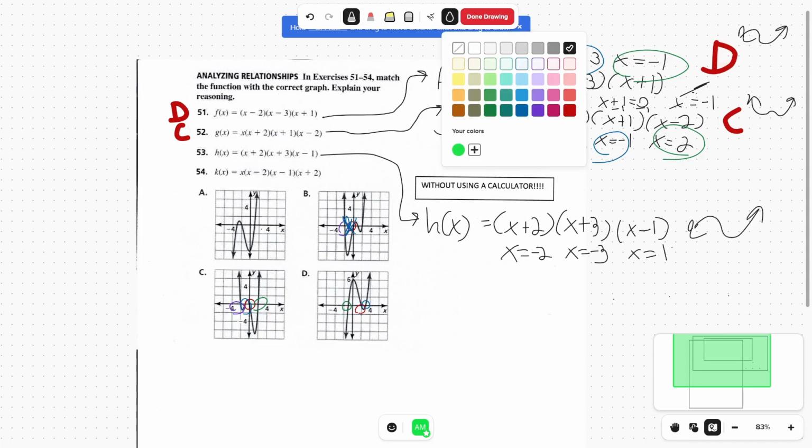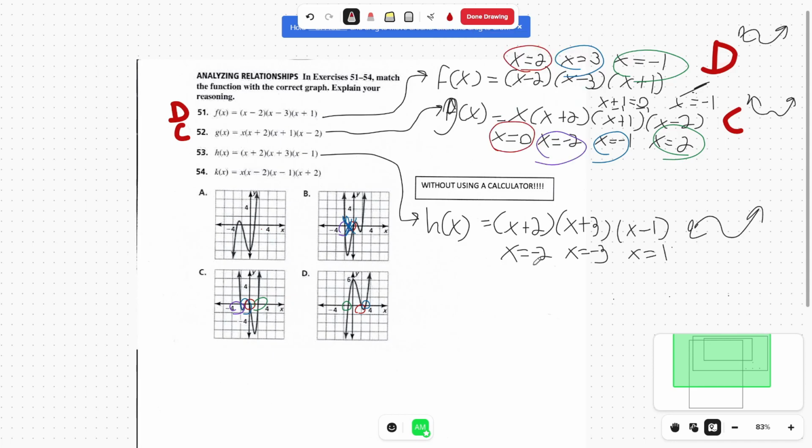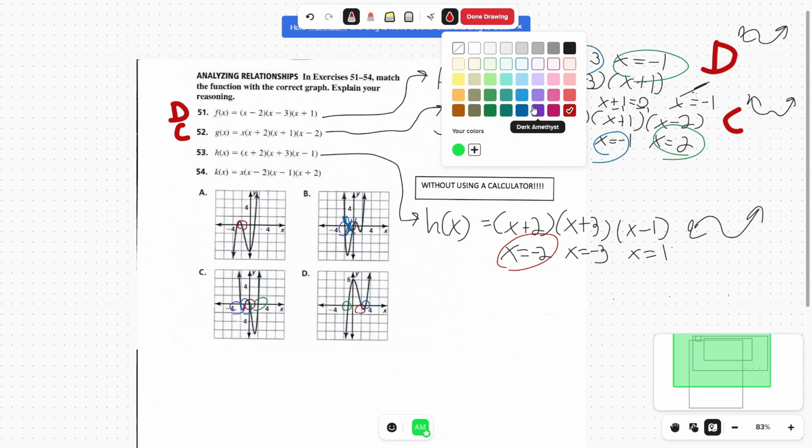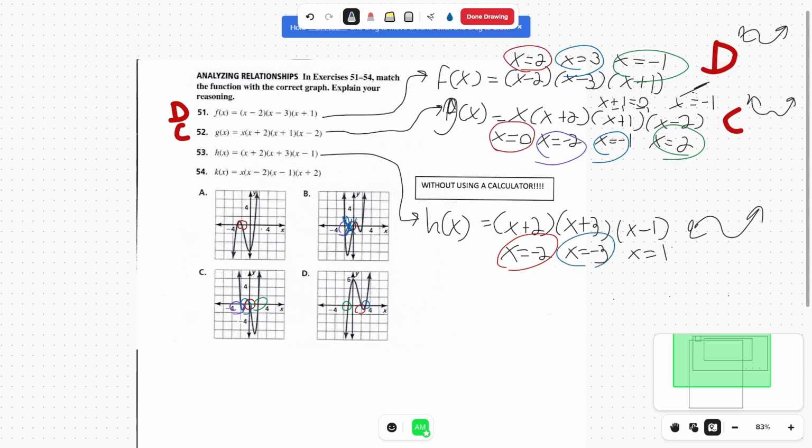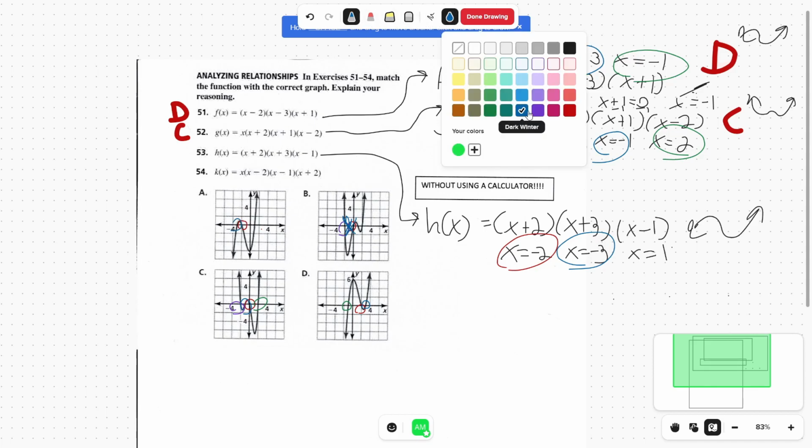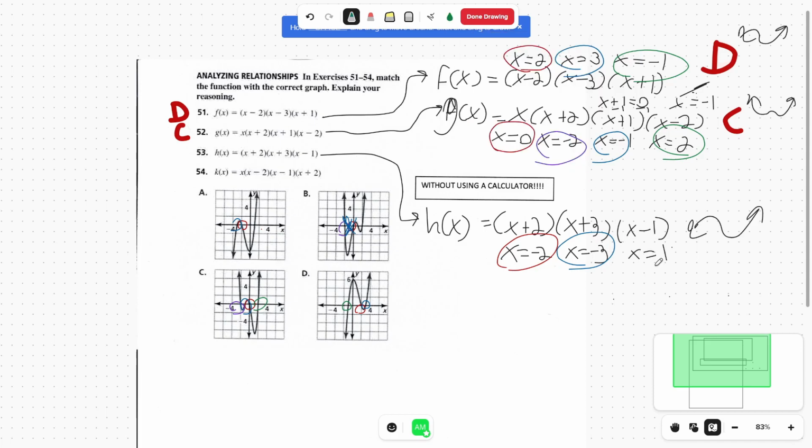And if we look at our solutions, x equals negative 2, here it is over here, this middle one. And then x equals negative 3. Here it is. I'm not going to bother looking at B yet. X equals 1. Here it is. So A is 53 right here. Okay. And finally, B.